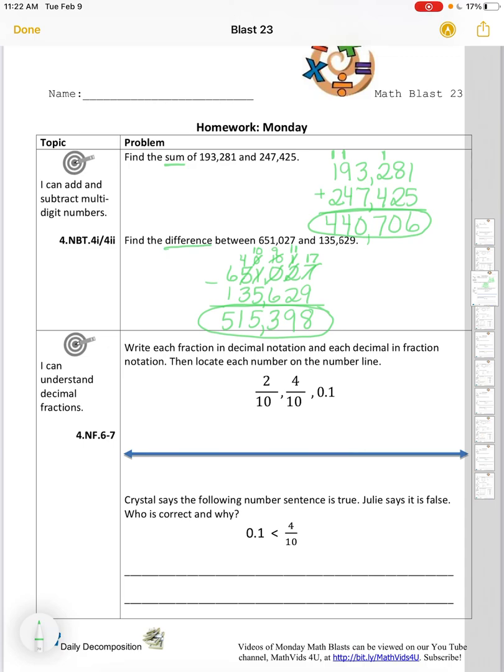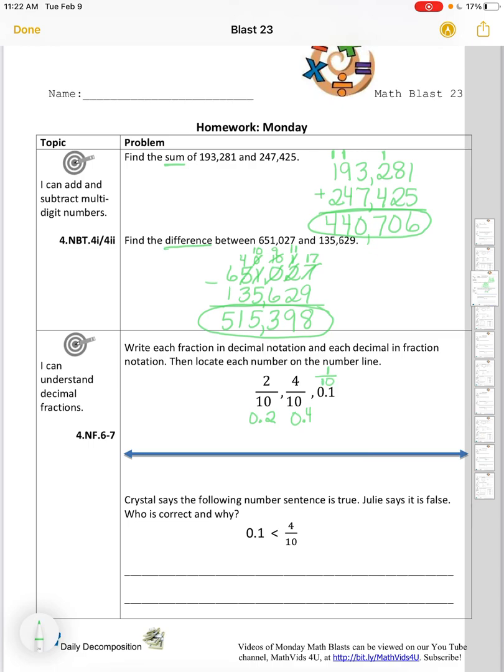I can understand decimal fractions. Write each fraction in decimal notation and each decimal in fraction notation. Then locate each number on the number line. So 2/10 as a decimal would be written as 2 in the tenths place, 0.2. 4/10 would be 0.4. And 0.1 is a decimal, so we need to rewrite that as a fraction. That would be 1/10.